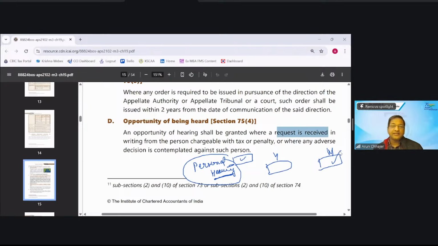In that case, even if personal hearing is marked no by the recipient, the taxpayer himself, it is mandatory to give the personal hearing, because it says either a request is received from the taxpayer or if any adverse decision is taken. If the officer is raising a demand against that person, then it is an adverse order, right, so it is mandatory to give the personal hearing.